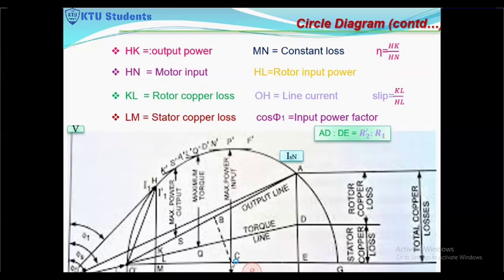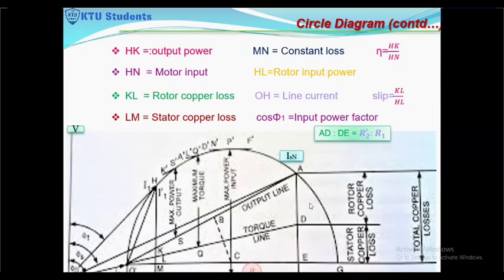From the point A, you have to draw a vertical line. This vertical line will meet at E, that is the horizontal line drawn from the tip of the I0, and then it will meet the reference axis drawn from the origin O at F. Okay, but we have to find the D point.